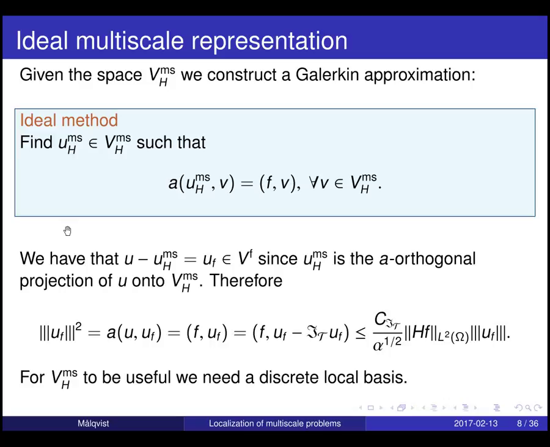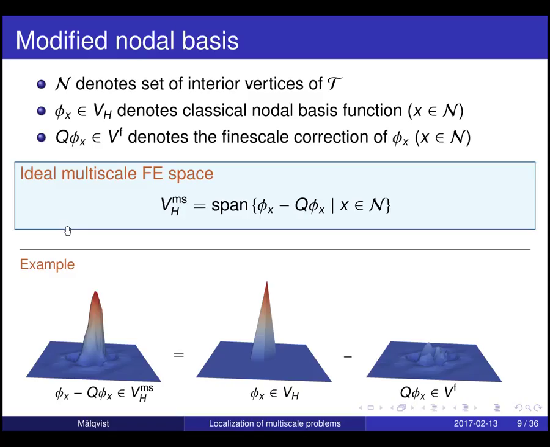But for this to be useful, of course, we need to compute the basis for this space, and that's the next step. So we introduce this set N of the interior vertices of the coarse mesh, so the nodes of the finite element mesh. We let phi x be the classical tent function, the finite element basis function. And then Q of phi x is the fine scale correction. So we build up the basis of the multiscale space by starting with the basis for the coarse finite element space, and then we add the corrections like this. Then we get the basis for the multiscale space.